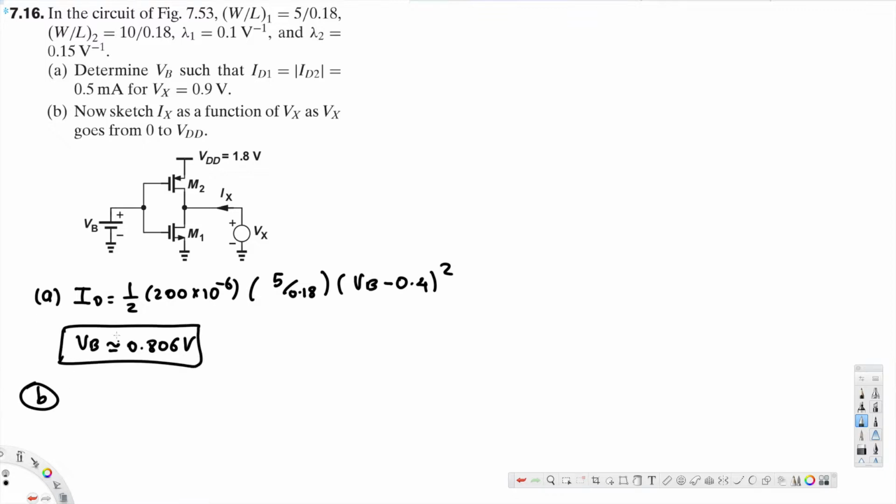Now let's look at the B part. B part is asking, now sketch Ix as a function of Vx as Vx goes from 0 to VDD. Okay, here we have three regions of operation. Let's write this one. There are three regions of operation.